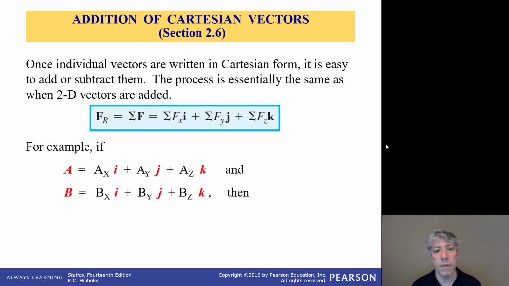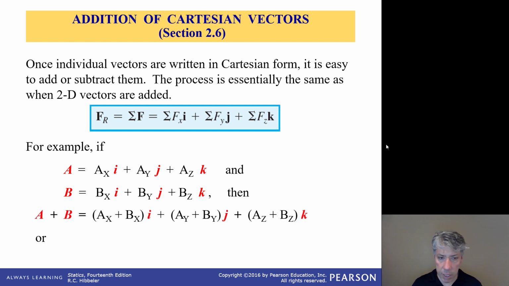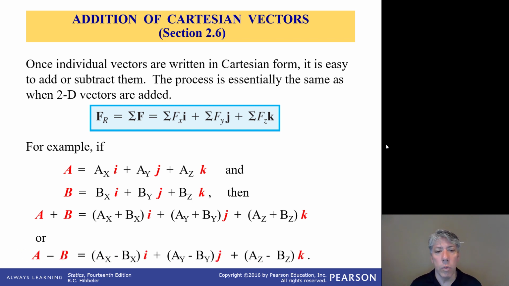So, for example, if we have two vectors, A and B, and each have components AX, AY, AZ, BX, BY, BZ, then to add them, we simply take the components that share the same direction, for example, the i component, and add those two components together, and the result still points in the i direction. Same thing with the j and the k. And so we end up with a resultant vector, a sum of two vectors, that is simply adding the components of the vectors together.